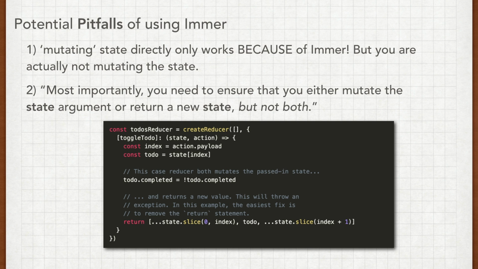They are returning a new state with the to-do update as well. This is not allowed. You've got to choose one or the other. Either use the immutable state update pattern or use Immer's update pattern, just mutate the state directly, but don't use both. So if you're using Immer, you should not have a return in your reducer.